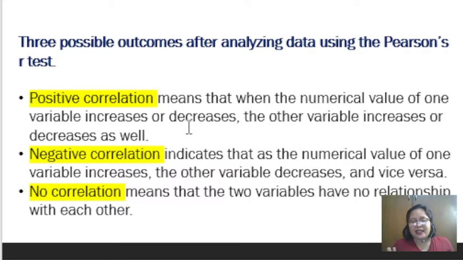Next is the negative correlation. It indicates that the numerical value of one variable increases and the other variable decreases, and vice versa. So, pag sinabing negative correlation, please take note that yung isang variable ay negative, while yung second variable ay positive or increases, or baliktad. And the third is no correlation, meaning the two variables have no relationship with each other. So, zero yun. Okay?